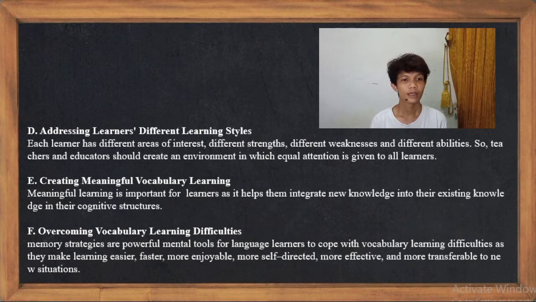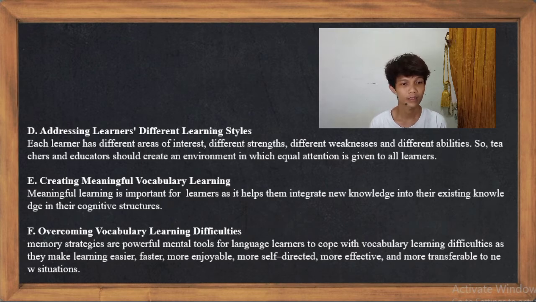The next, creating mindful vocabulary learning. Mindful learning is important for learners as it helps them integrate new knowledge into their existing knowledge in their cognitive structure. Also, vocabulary semantic maps are generally considered as word webs or networks. Parts of the map have a natural tree-like structure.